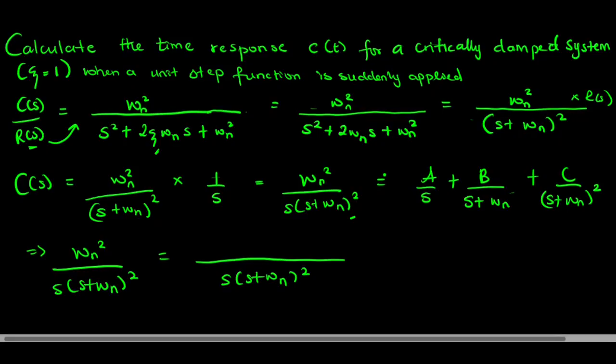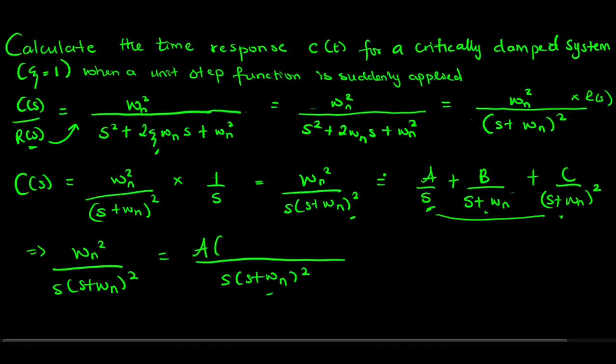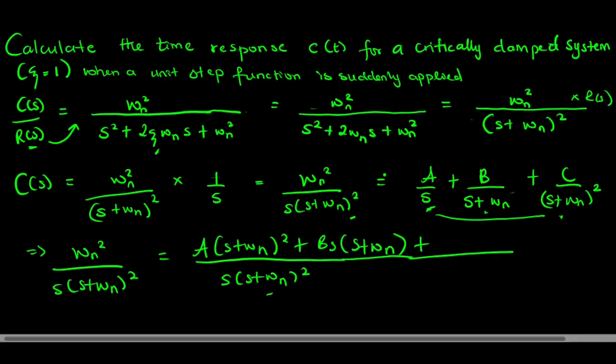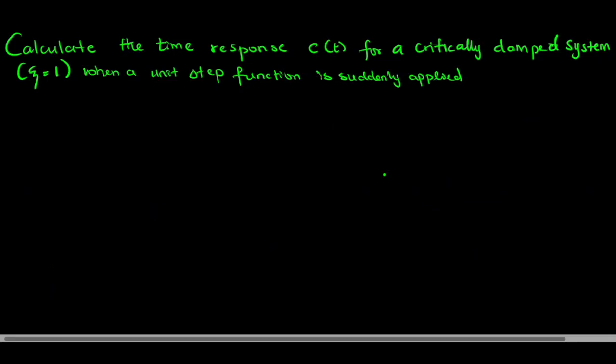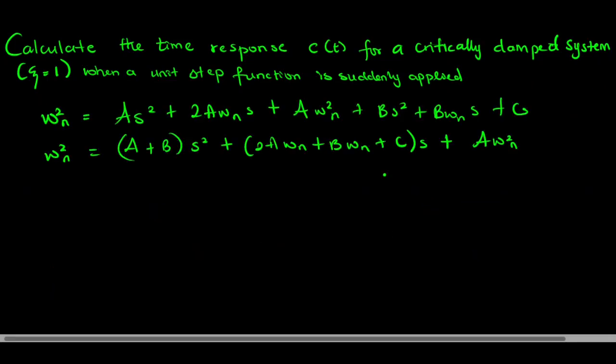Usually I used to make the mistake of multiplying all of them together, but this and this are basically the same thing. So now this into the denominator of A will be A(s + ωn)², into this will be Bs(s + ωn), plus this into this will be Cs. Now this denominator will cancel out this denominator. You can do cross multiplication, and then we'll expand the numerator and do something we call comparison of coefficients. This is going to be the expansion and the factorization, and we're going to compare coefficients. This is s².